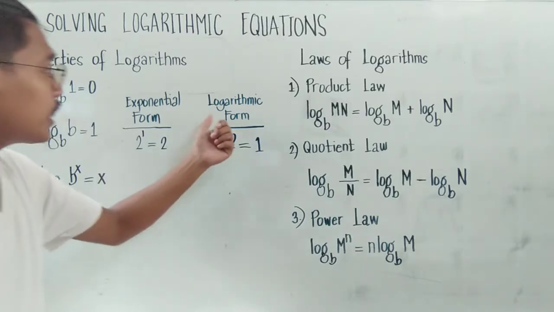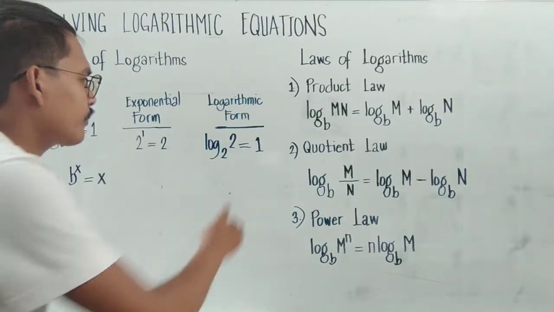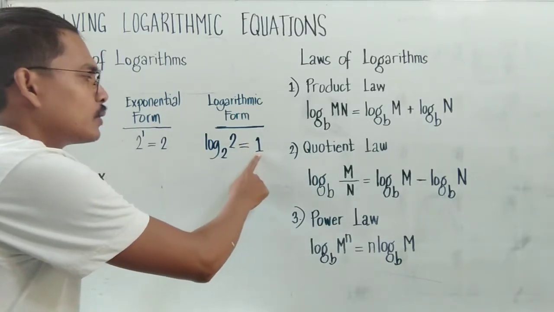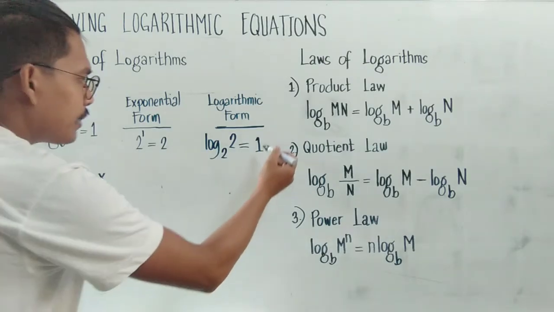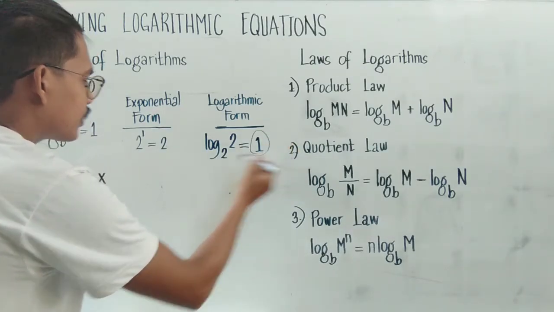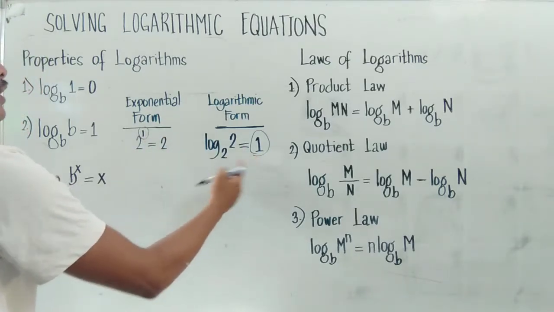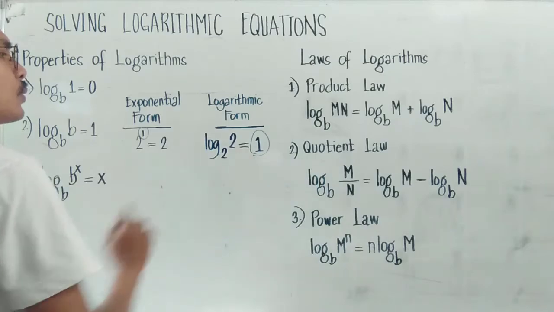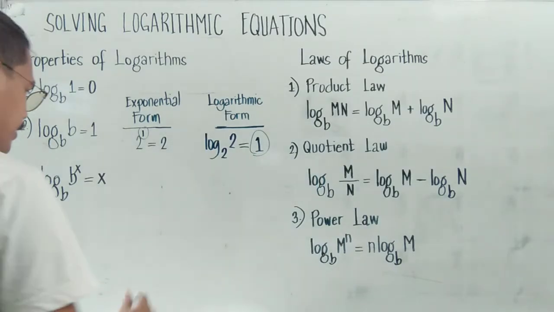A logarithm is always equal to the exponent. So the exponent here is 1 and your logarithm is equal to 1. Let's try another one.